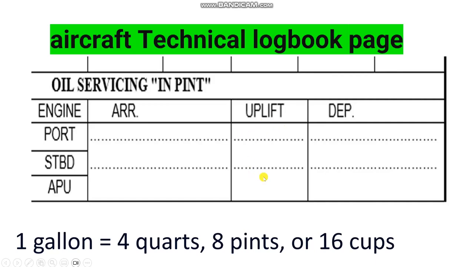Look here, the quantity is in pints. What about pints as a quantity? If I split, 1 gallon equals 4 quarts, also equals 8 pints or 16 cups. This is important here: the pint is half a quart. And the manual tells you the limitation of how many pints you can add to the engine. So this is the oil consumption.